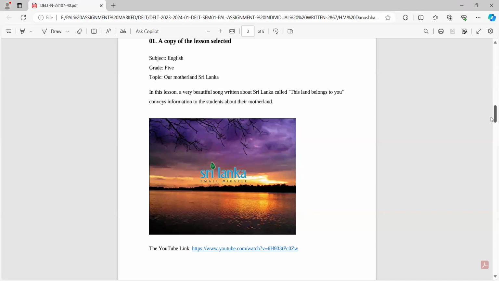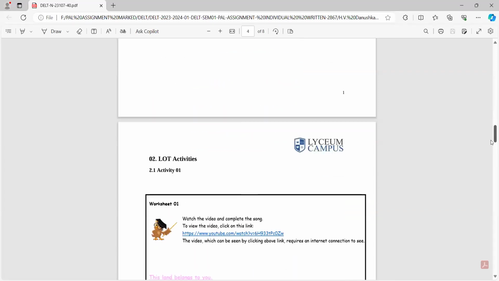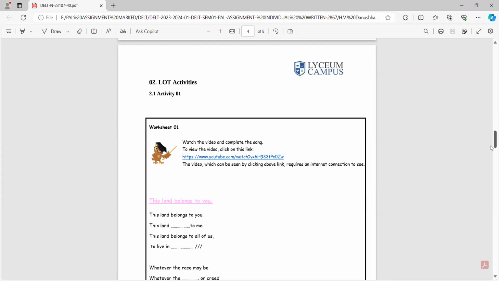They are cut and paste. Read or watch or see and then do cut and paste. So let's see how she actually has done that. A very beautiful song written about Sri Lanka called This Land Belongs to You conveys information to the student about their motherland. The YouTube link for This Land Belongs to You. So watch the video and complete the song. To view the video, click on the link. The students are supposed to do it at home.